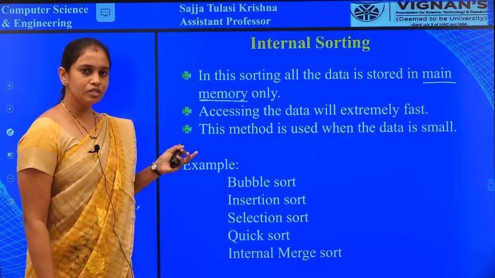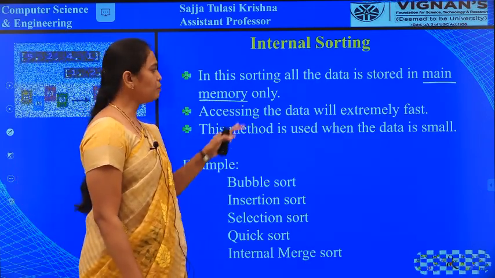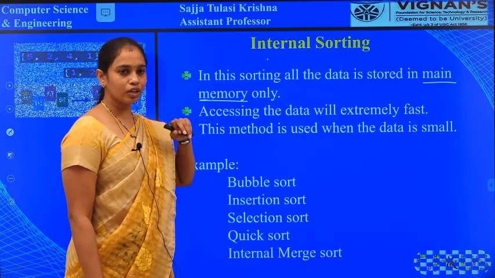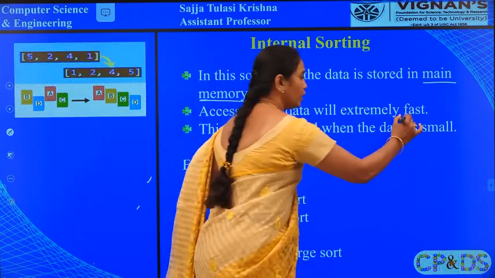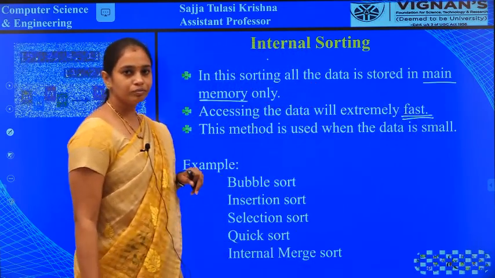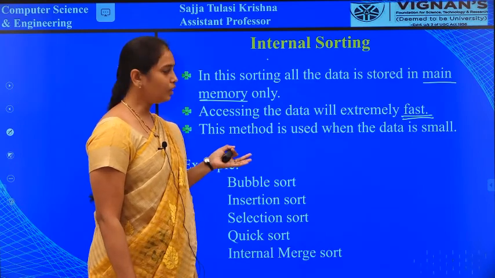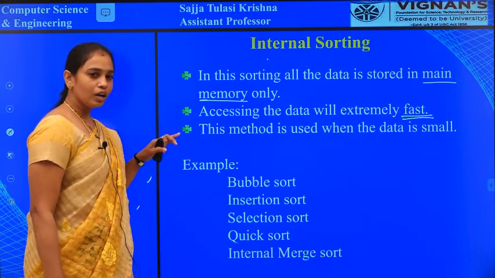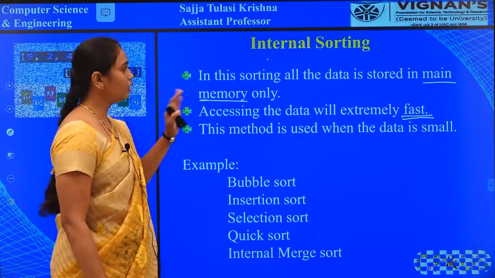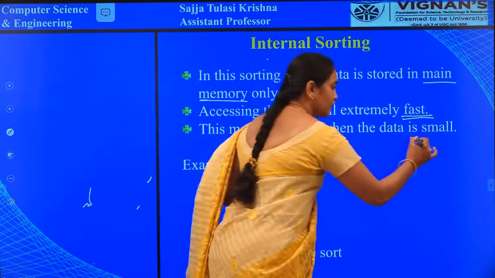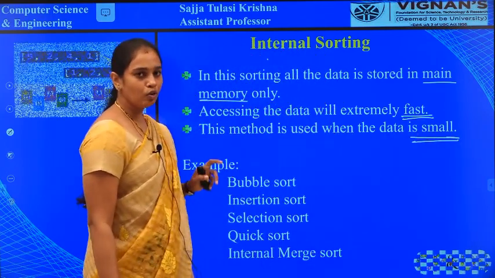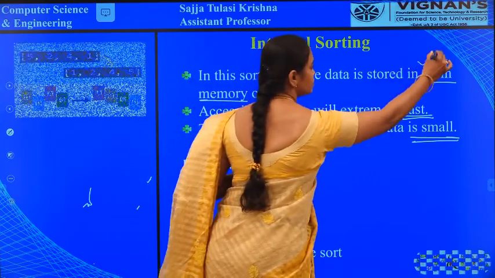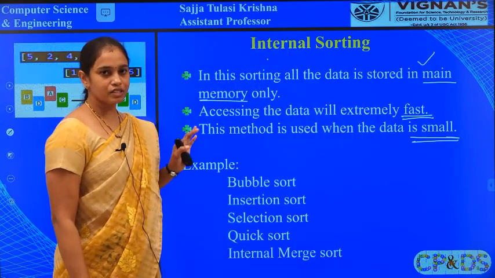So main memory means primary memory. In primary memory, the data is sorted in case of internal sorting. So that's why it is fast to access. Primary memory is faster, so we can access the data quickly. When we are doing internal sorting, the data set must be small, because the main memory has less capacity.